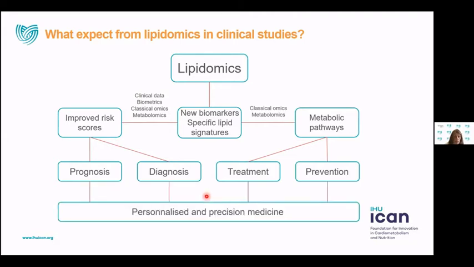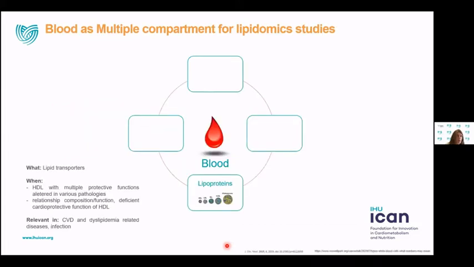Altogether, this should help move towards a more personalized and precision medicine. So when we talk about clinical studies, we usually talk about the matrix, which is blood, which is non-invasively obtained. And the good thing about lipidomics is that blood constitutes multiple compartments that can be used depending on the pathology studied.